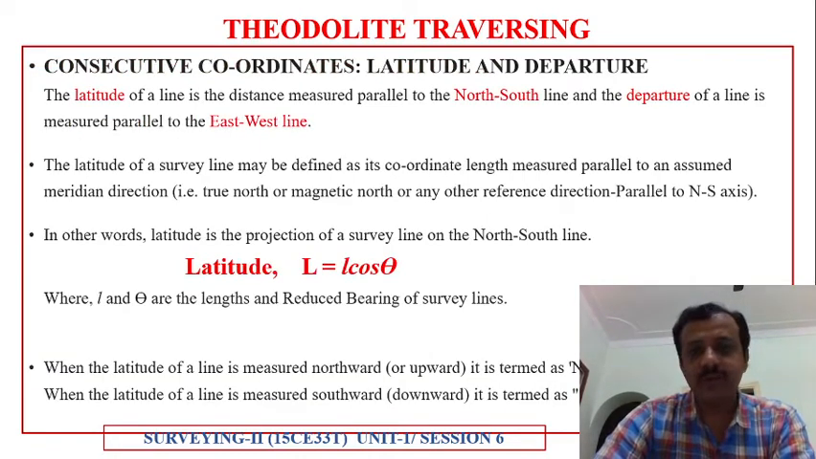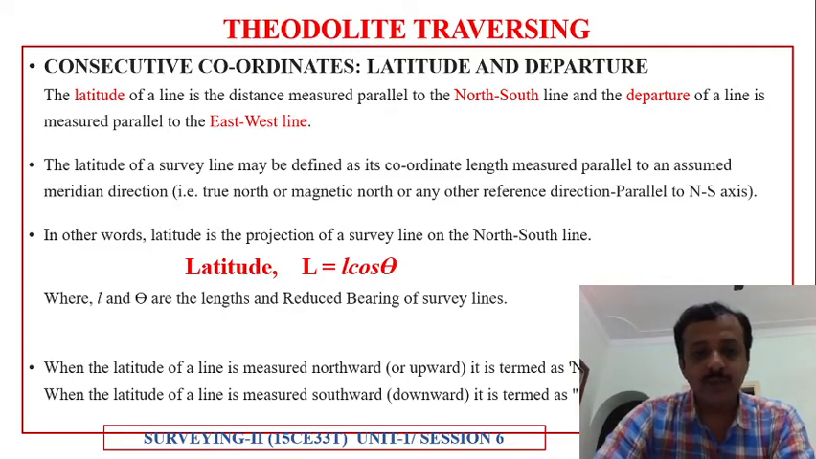Now, consecutive coordinates, latitudes and departures. Latitude of a line is the distance measured parallel to the north-south line, and departure of a line is measured parallel to the east-west line. Latitude of a survey line may be defined as its coordinate length measured parallel to an assumed meridian. In other words, latitude is the projection of the survey line on the north-south line. Latitude L is equal to L cos theta, where L is the length of the line and theta is the angle.